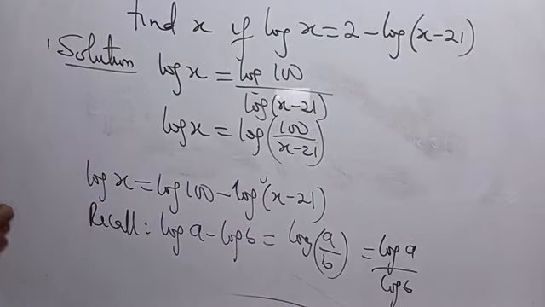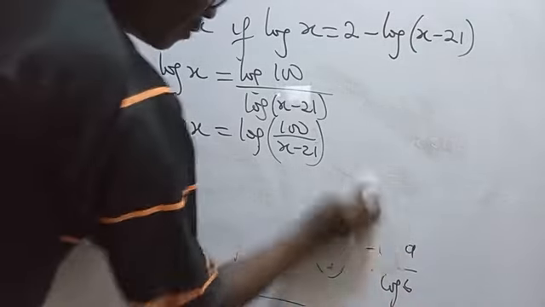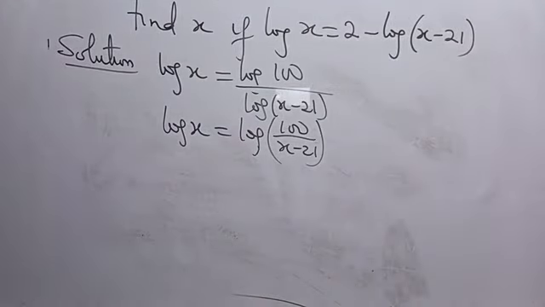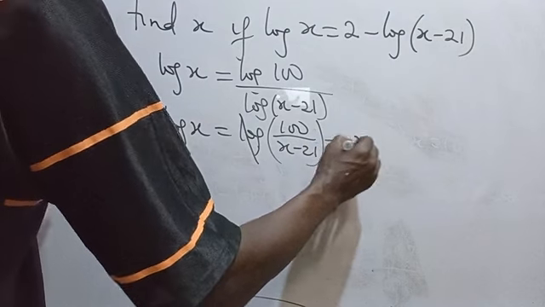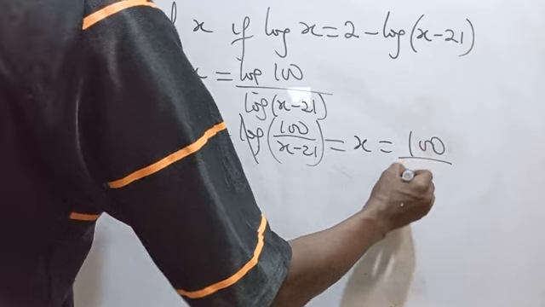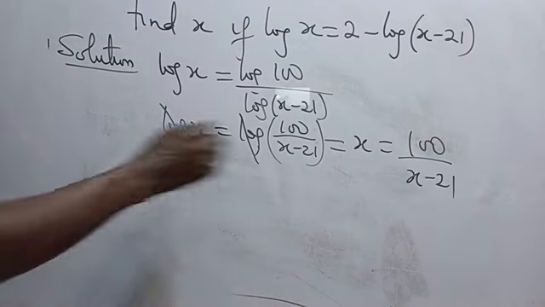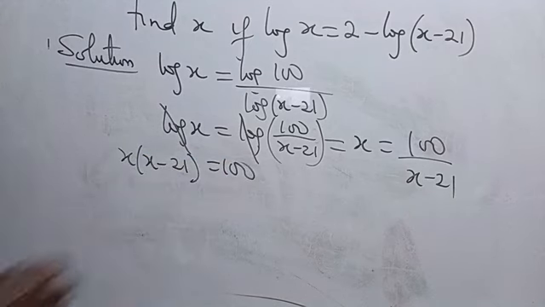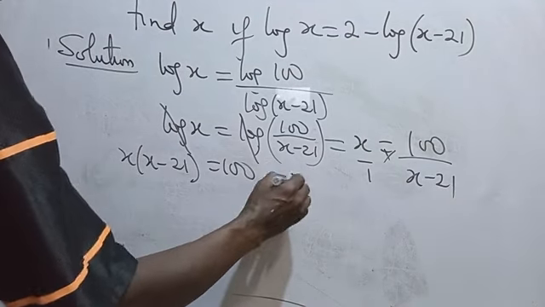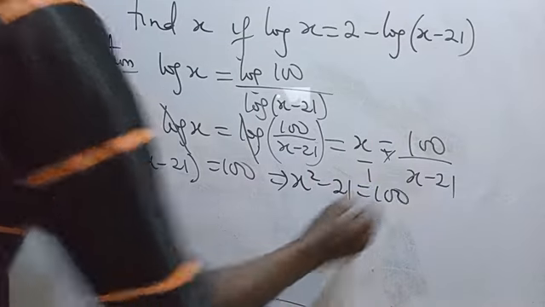If you look at this critically, you observe that we have log on both sides of the equation. So according to the law of logarithm, the log cancels out. You now have x is equal to 100 all over x minus 21. The next thing is to cross multiply so as to get the value of x. So x into x minus 21 will be equal to 100. Opening this, you have x squared.